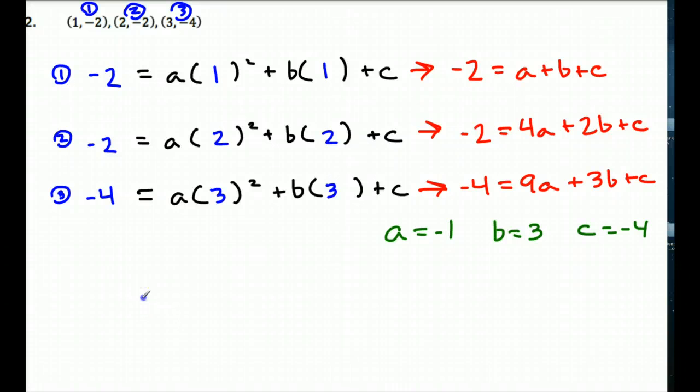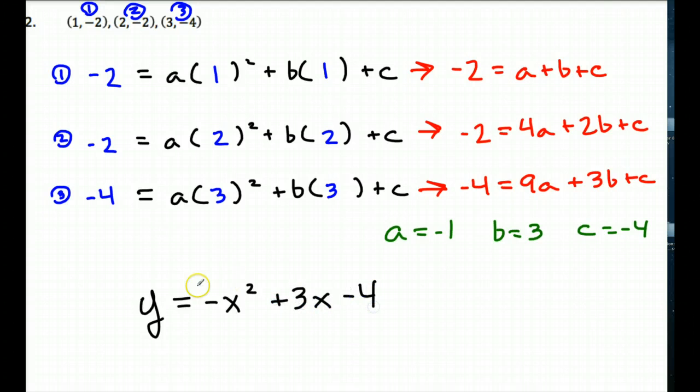So your equation this time for standard form would be y equals negative x squared plus 3x minus 4.